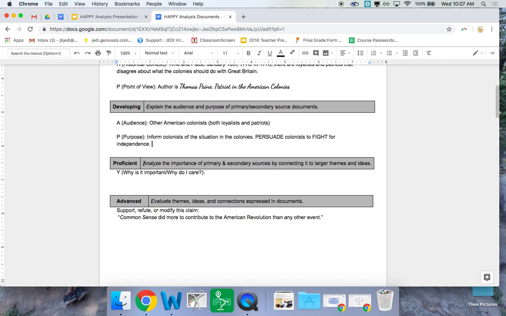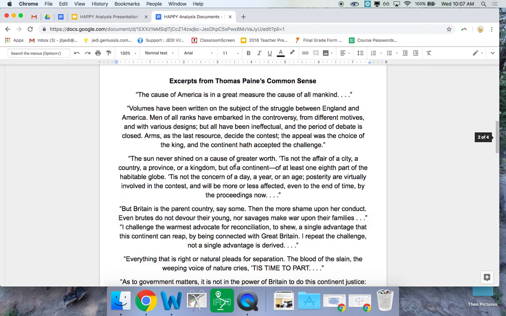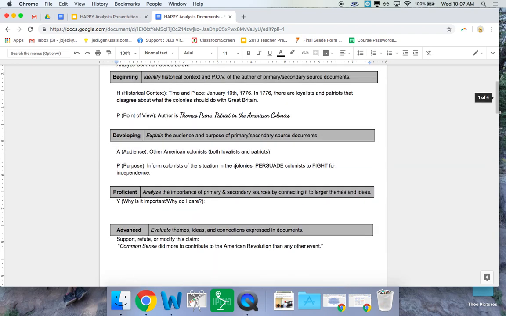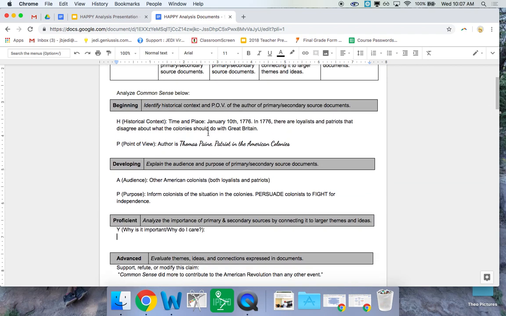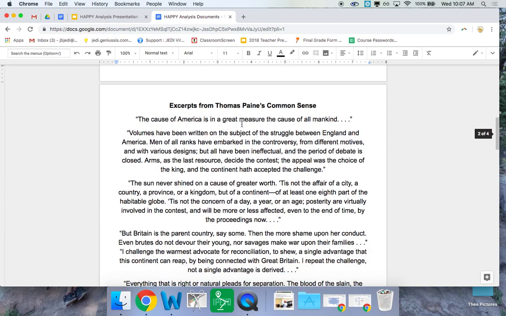Analyze. Now I'm going to analyze the importance of primary and secondary sources by connecting it to larger themes and ideas. So why do I care? Well, to get this, I really had better read the actual document. Again, I've done the beginning and the developing level before I read the document. So now I can go into it knowing that it's written by a patriot named Thomas Paine in 1776. And I begin reading it.